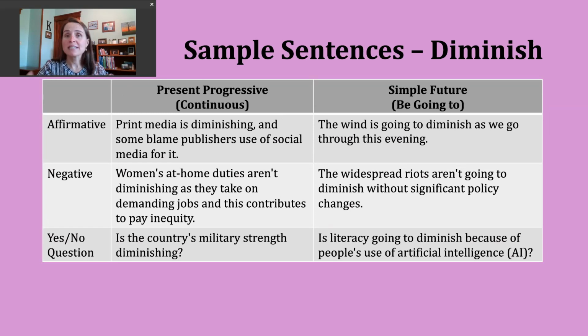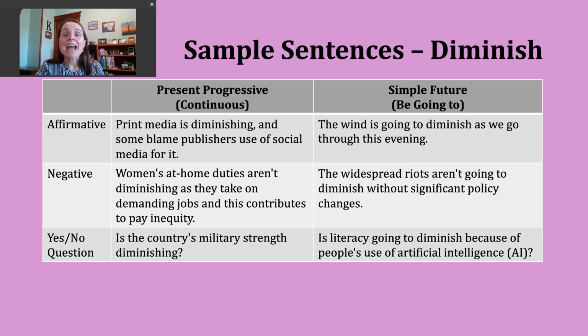Many teachers, textbooks, and even other YouTube videos call this the present continuous, and that's just fine. It means exactly the same thing. So in the present progressive or the present continuous, we can be describing an action that is happening now. We can also use it to describe actions that are in progress during a time period that is not yet complete.